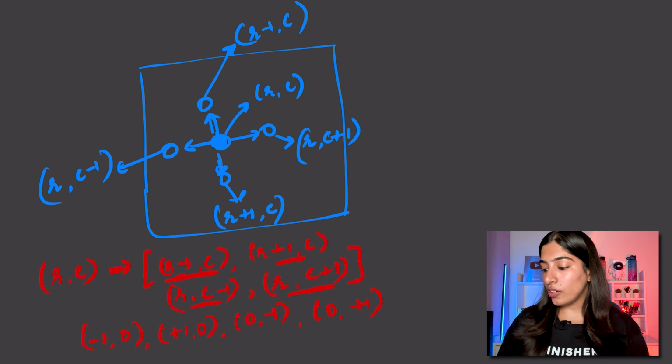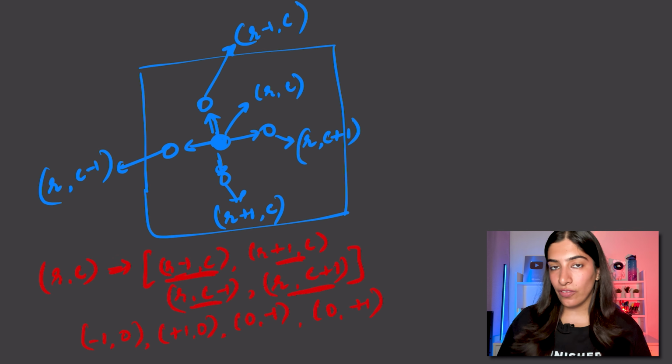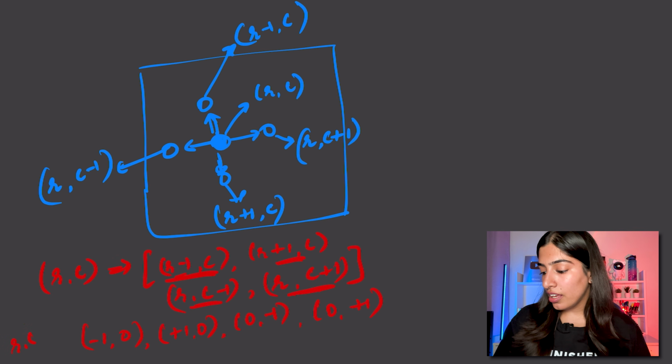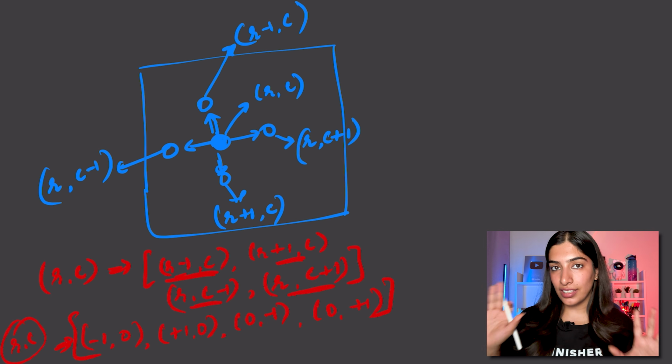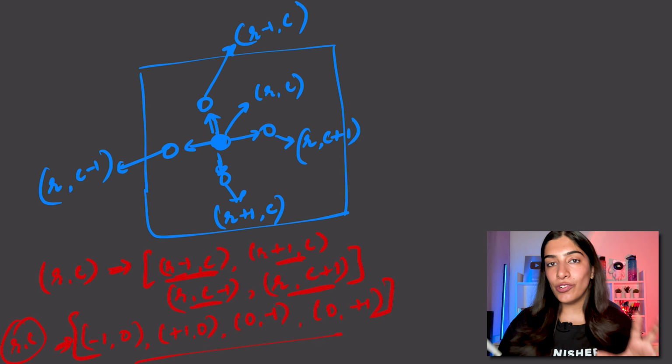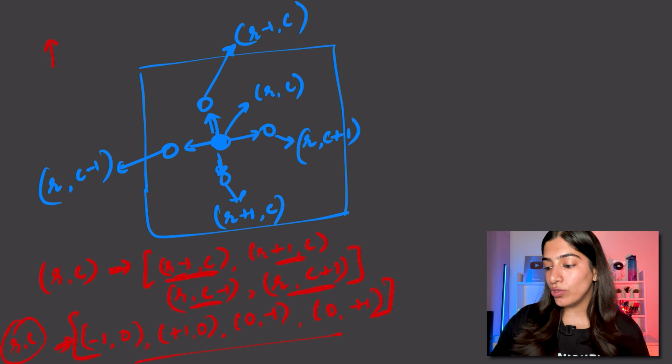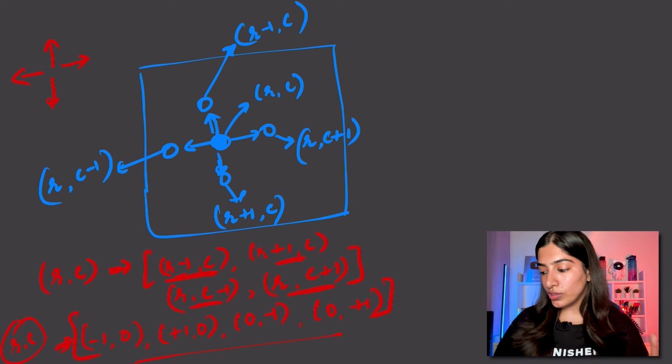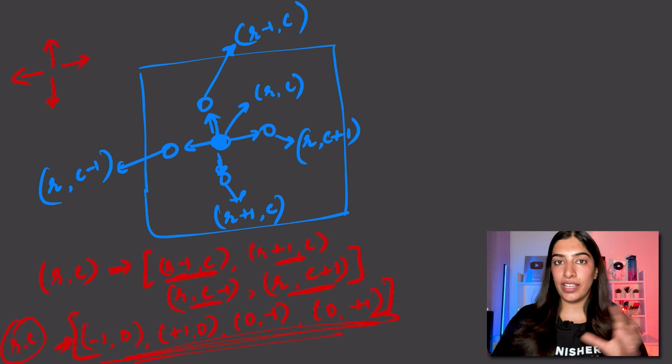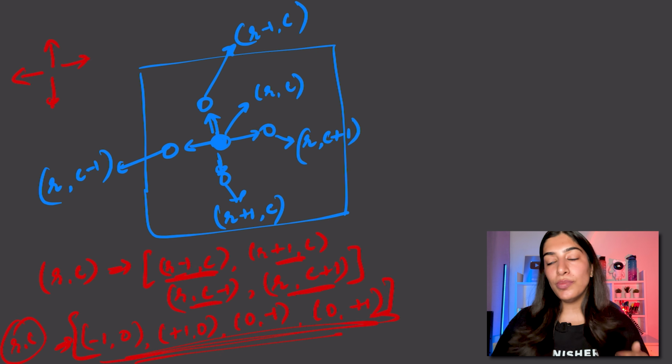So if I just add these 4 values to whatever I have in my r, c, I will have the neighbors. And there will always be only 4 neighbors, because I have to go to the top, bottom, right and left. So to go to the neighbors, I just have to add these 4 values to r, c, and I will be able to go through the neighbors.